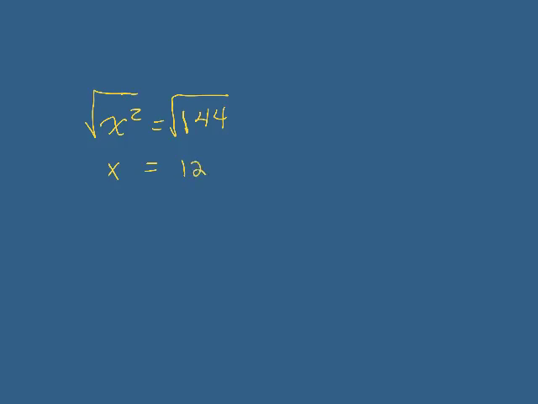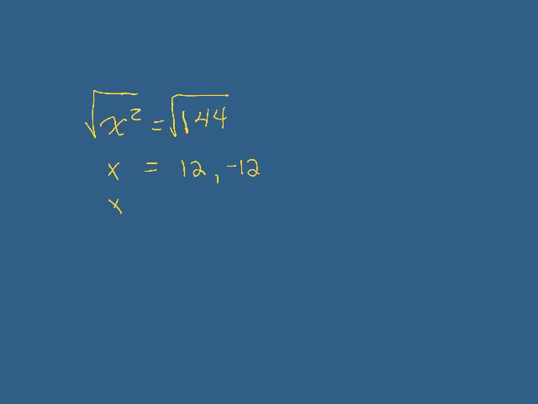However, we also learned in 7th grade that a negative times a negative is a positive. So therefore, negative 12 times negative 12 is also 144. This is a possible solution.